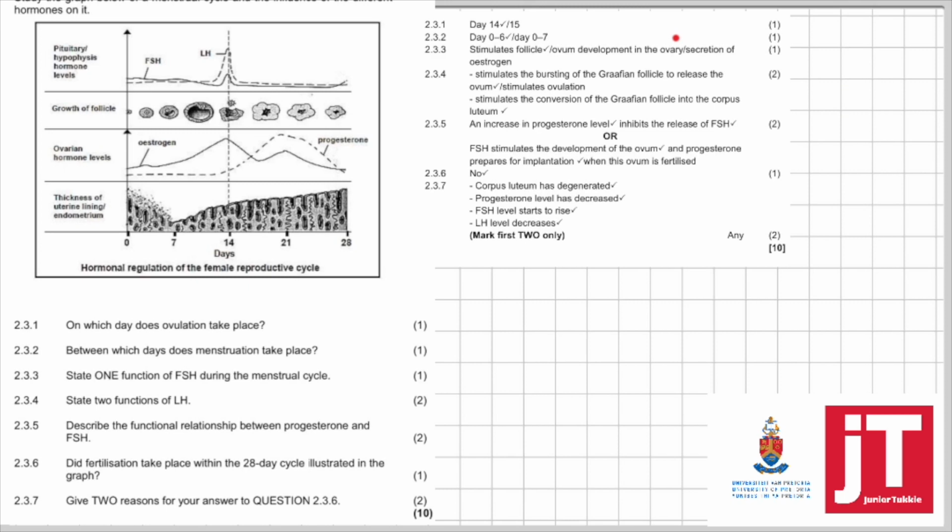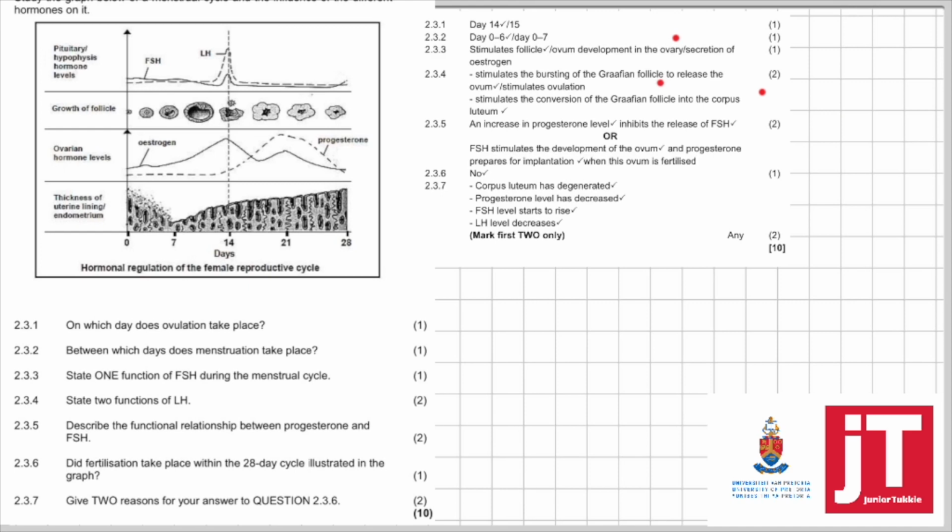So, here we're specifically talking about estrogen because they're asking the role of FSH in the menstrual cycle. So you say it produces the ovary, the follicle, which produces estrogen. Right, 2, 3, 4. State 2 functions of LH. What does luteinizing hormone do? Stimulates the bursting of the Graafian follicle to release the ovum, which is responsible for ovulation, and stimulates the conversion of the Graafian follicle into a corpus luteum.